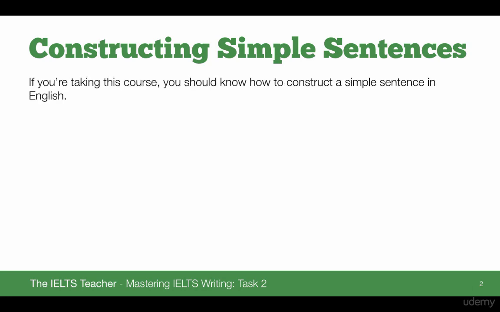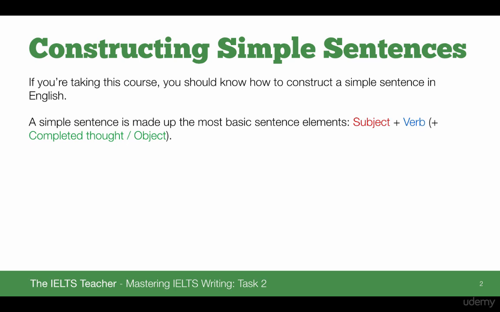Now if you're taking this course, you should already know how to construct a simple sentence in English. It's certainly a requirement even if you're going for like a band 5. Basically, a simple sentence is made up of the most basic sentence elements: a subject and a verb, and then often a completed thought or an object, however you want to put it.